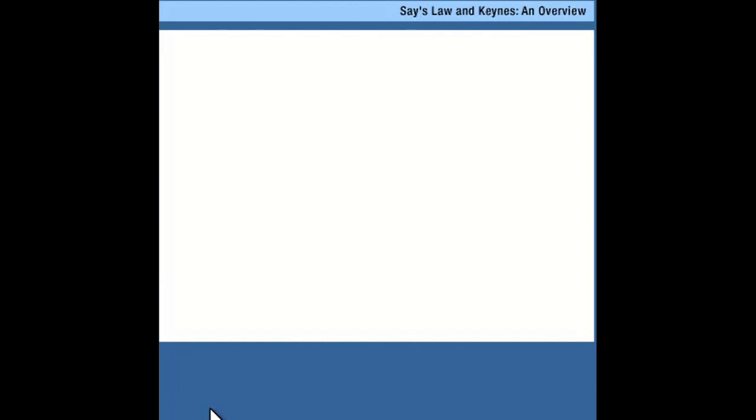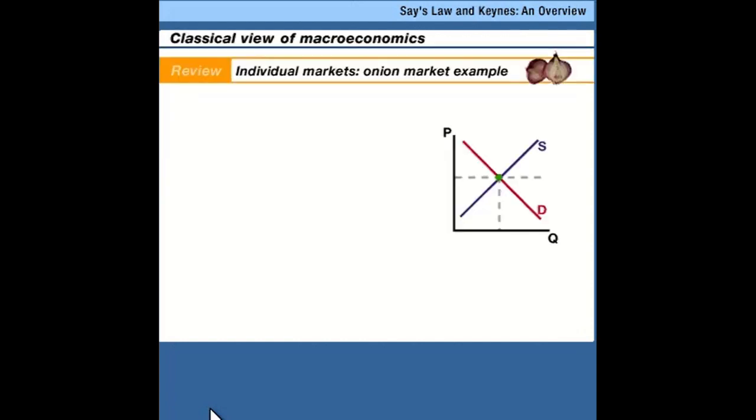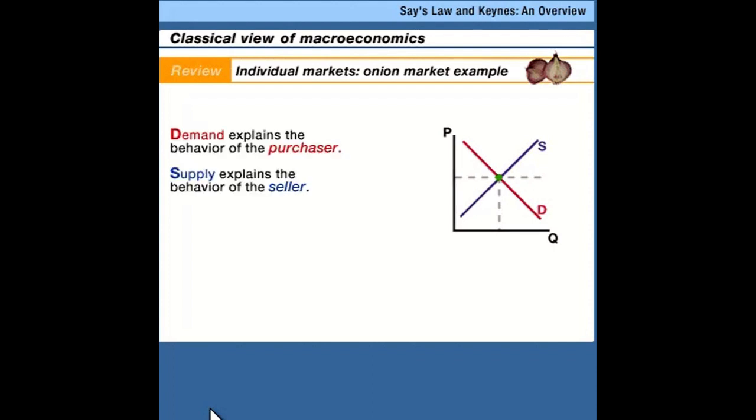Say this is the market for onions. There's the demand curve that explains the behavior of people who buy onions. There's the supply curve that explains the behavior of people who sell onions. The buyers and the sellers get together in a market, and through the bidding mechanism, they establish an equilibrium price and quantity. That is, a price at which the quantity of onions demanded is equal to the quantity supplied.